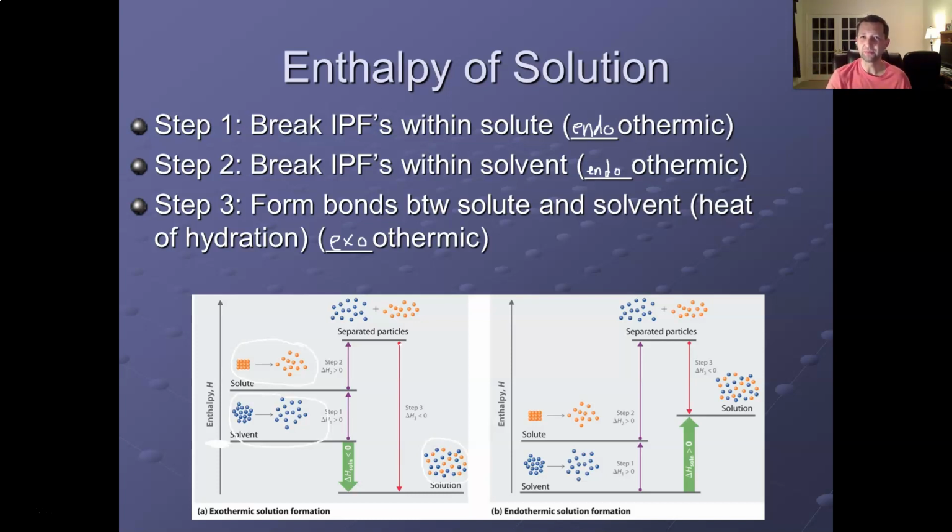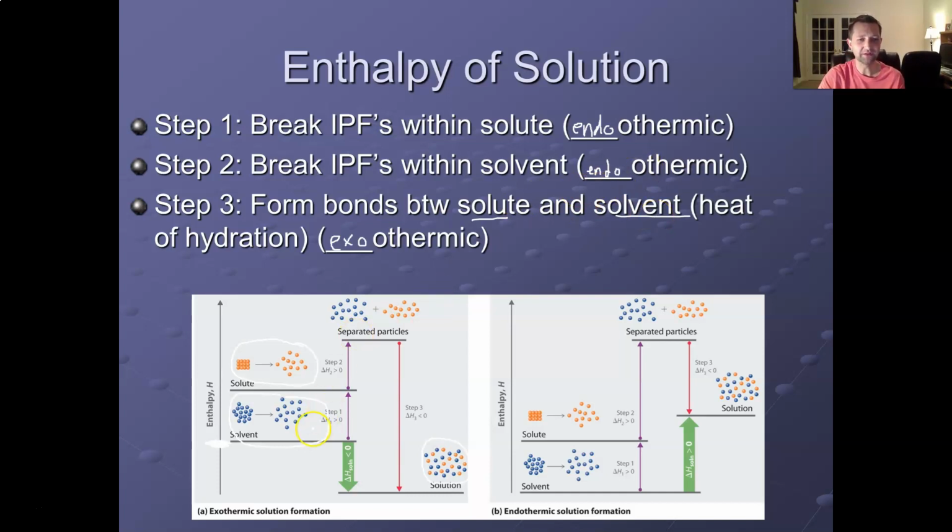Remember we did the bonds broken minus bonds formed problems? This is a similar situation here. We're breaking attractions, endothermic. We're creating new ones between solute and solvent, exothermic. What determines the enthalpy of solution is, does it take more energy to break all of your solute-solvent bonds than is released when you form your solute-solvent intermolecular forces, or is it the opposite?